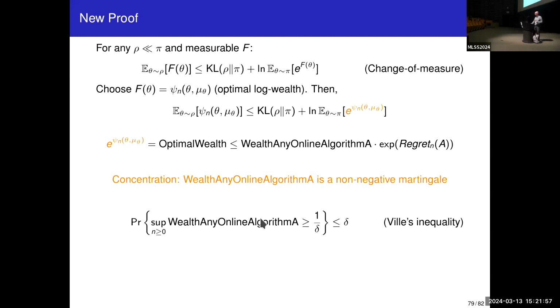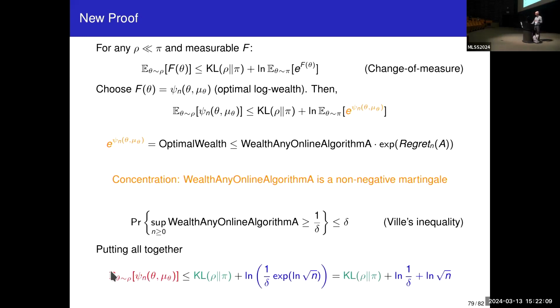And so this thing is controlled. The only thing that I have to control is the regret. The regret, I know that it is the regret of universal portfolio. And so that's it. I have that this term, the red term, is less than the KL divergence plus the logarithm of 1 over delta that comes from Ville, and exp of the regret of universal portfolio. And that's it. This is the entire proof.